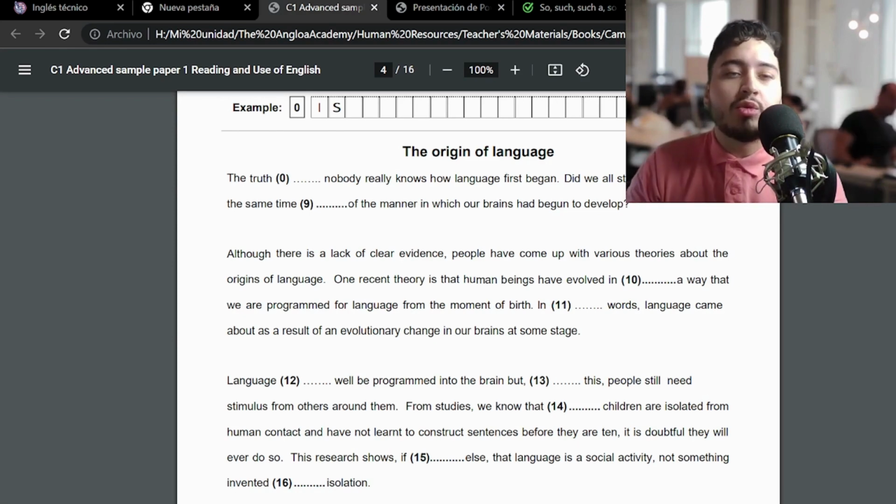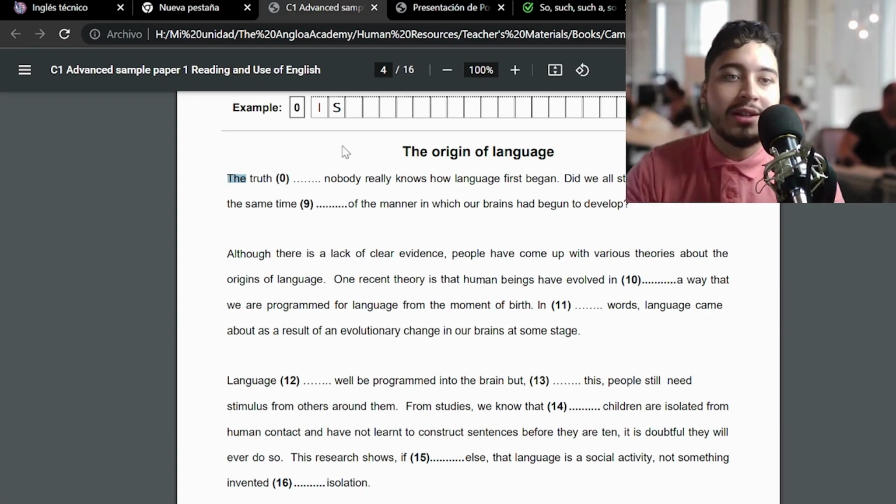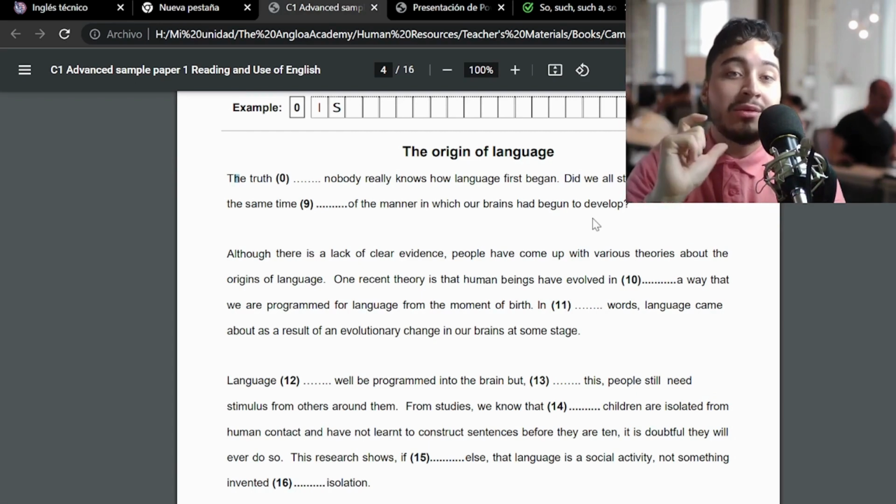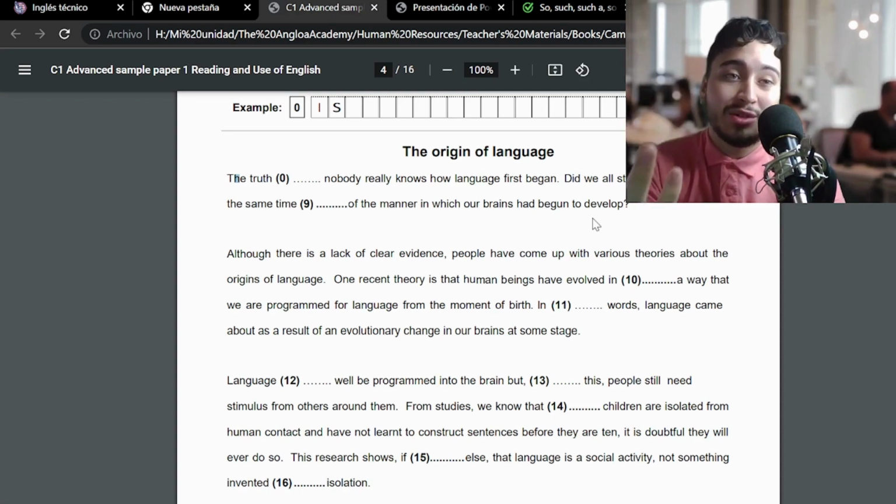First, the first advice is to read really quickly. If you can read really quickly and understand what is going on, it will be really great. For example, "The truth, nobody really knows how language first began. We all start talking at around the same time of the manner in which our brains have begun to develop." So for me, as a really good reader, I understand that we're talking about the origin of language, but not in history, but in our brains, or like the way we learn how to speak. Okay, I understand the text now. I know what it's talking about.